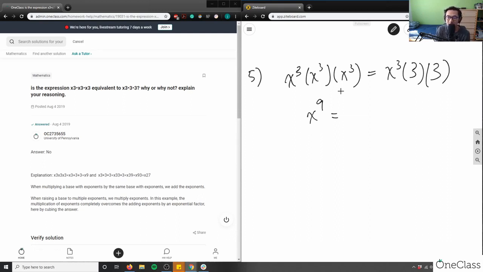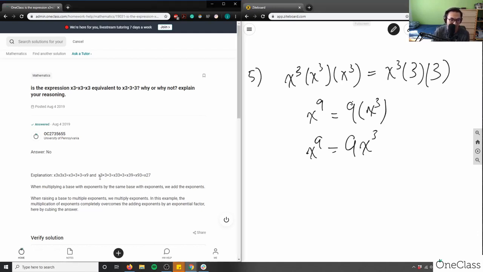But what I could do is say 3 times 3 is 9, right? So I can write here, this is 9 multiplied by x cubed. So in this case, x to the power 9 equals 9x cubed, right? So that makes sense. Now we have to say, are these two equal to each other? And in this case, it does not equal to each other.